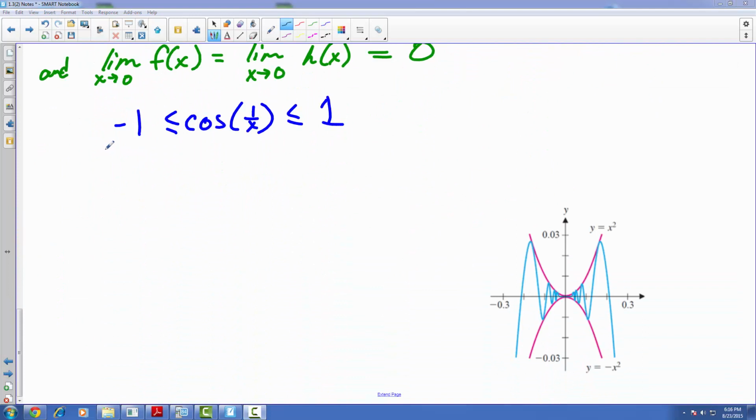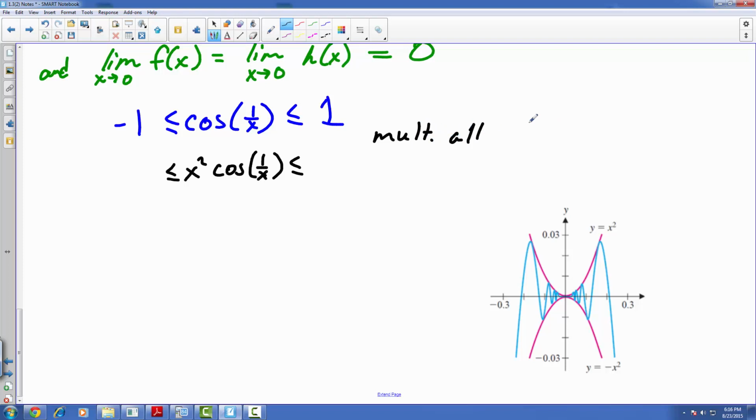Now keep in mind, our function though was x squared times cosine of 1 over x. So we need our true function, x squared cosine of 1 over x, still in the middle. Because again, that's what we're trying to prove. Well, in order to get that x squared there, we'd have to multiply all terms by x squared. So over here, -1 times x squared just gives us negative x squared. Over on the right side, 1 times x squared just gives us x squared.